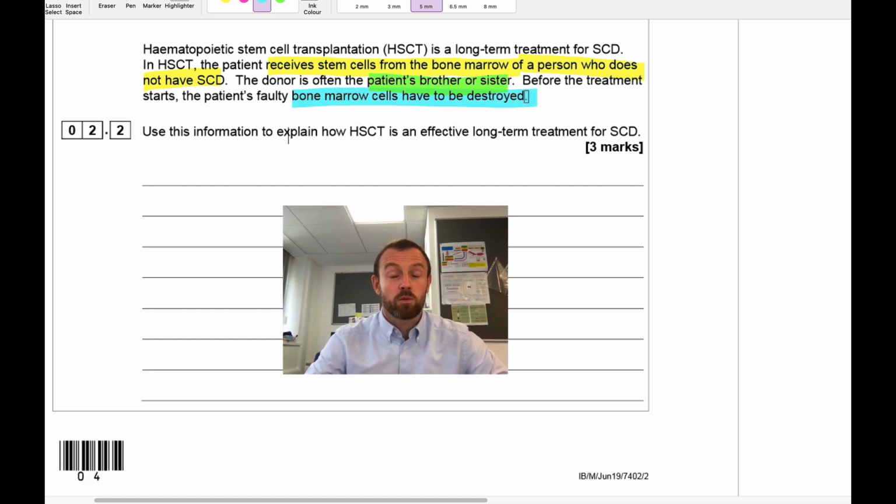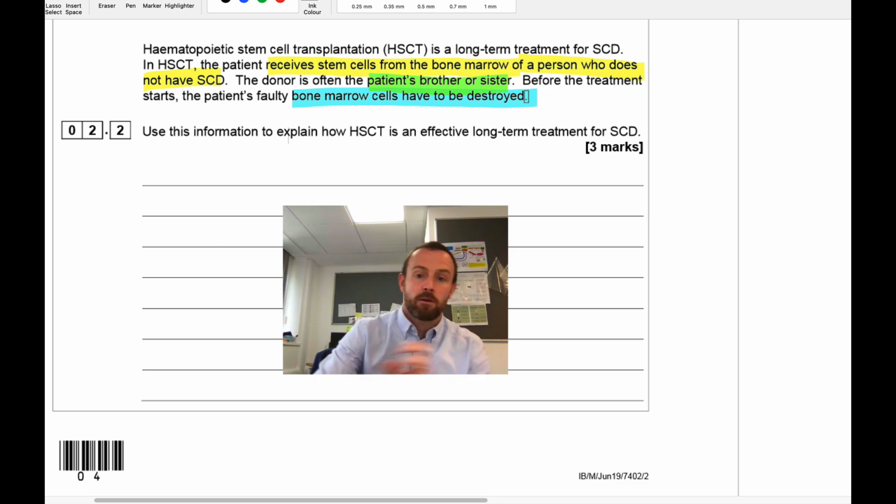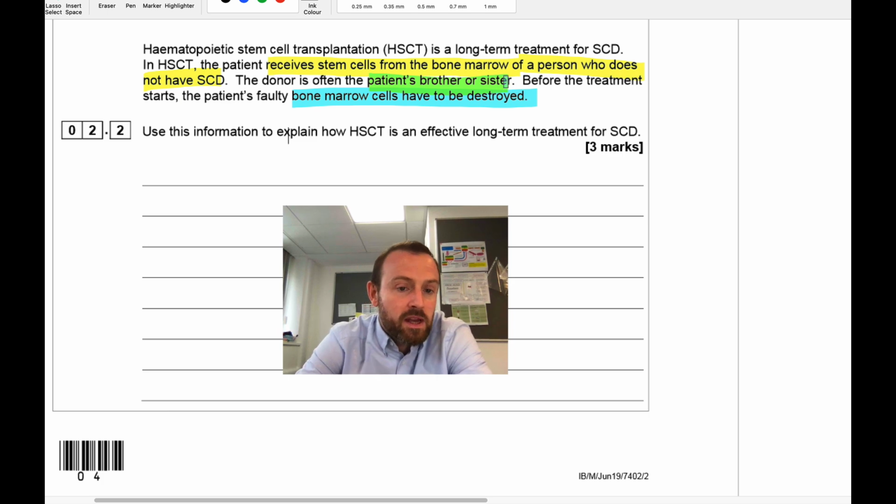Well, because we don't want any new sickle cells, like red blood cell sickle cell version, being made by the person's bone marrow cells. We want to kill the person's bone marrow and replace it with someone else's bone marrow. So if we explain it, then that's how we get the marks.